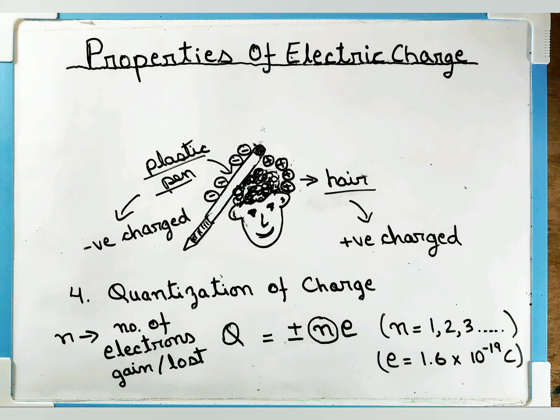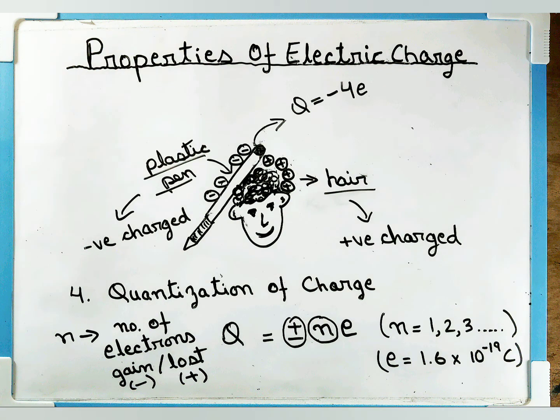So here, if your object gains electrons, then it is said to be negatively charged. For example, this comb, see here it gains 4 electrons. So how many electrons does it gain? 4 electrons. So the charge on this plastic comb will be denoted by, say, capital Q, and this is equal to 4e. And since it gains electrons, it will be negatively charged. So we have Q equal to minus 4e.